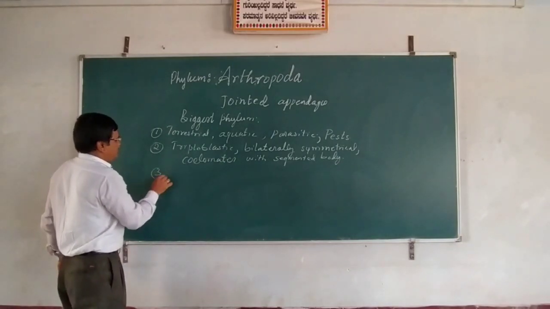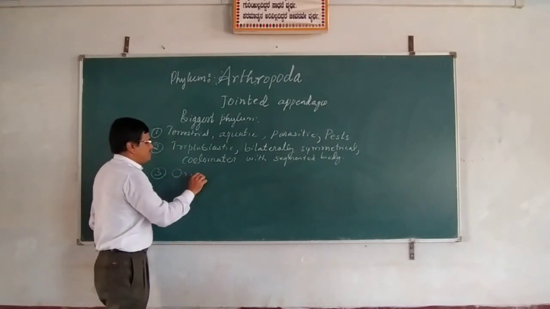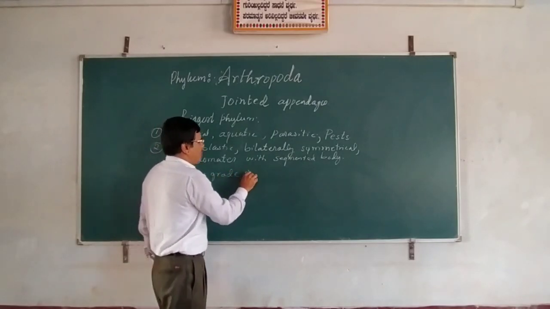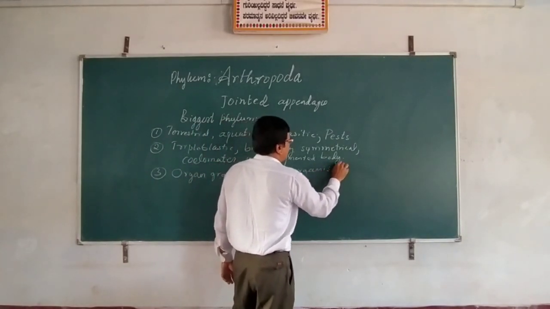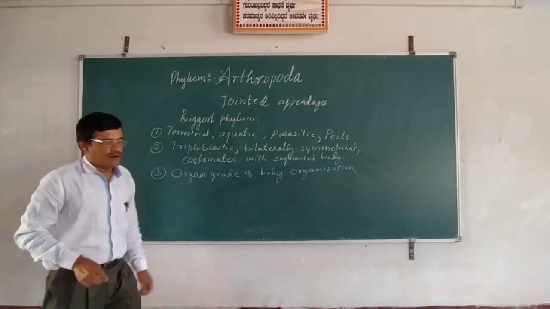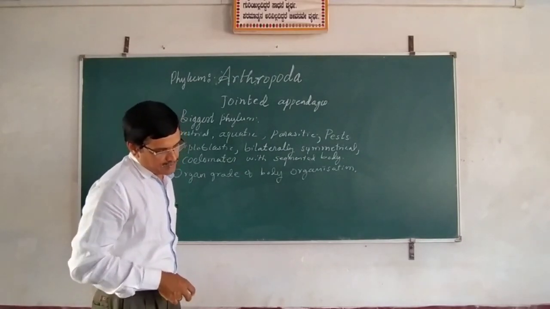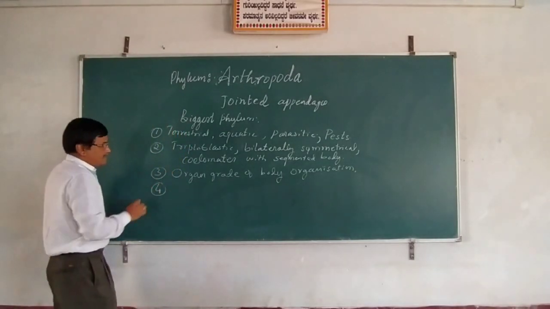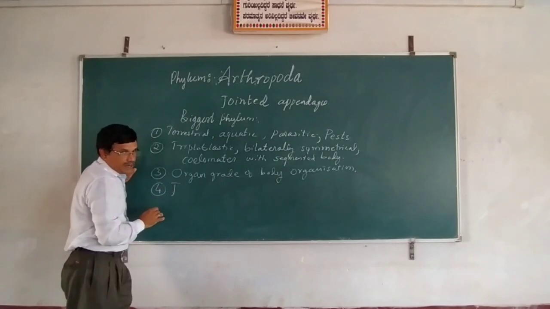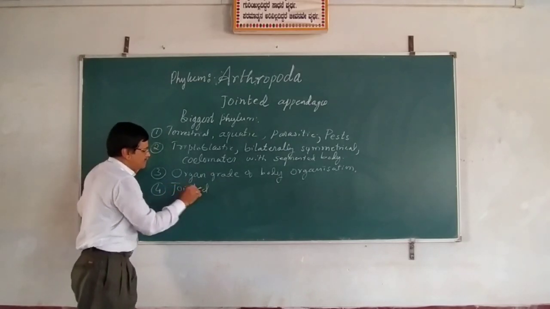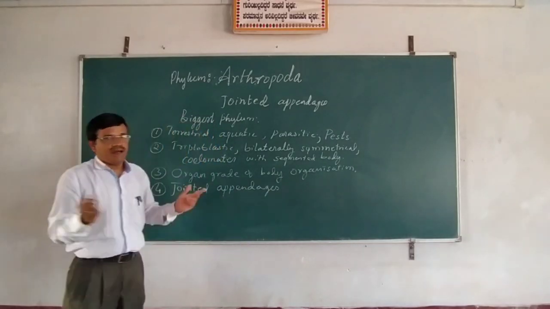Okay, then arthropods exhibit organ grade of body organization. Then animals with jointed appendages, their body appendages are jointed.